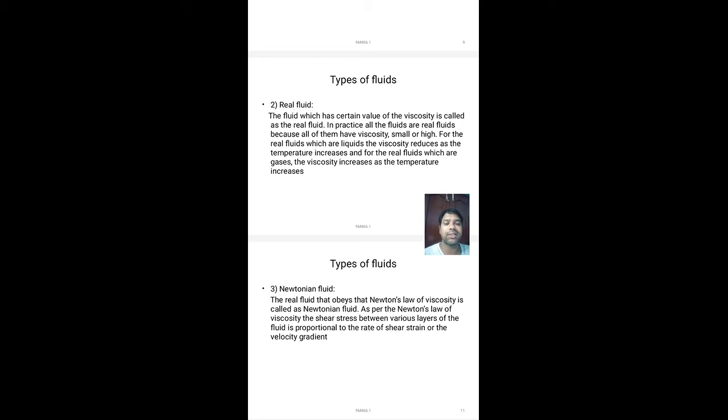Whereas if we consider gases, initially the spacing between the molecules in gases is very large. If you start heating, what will happen? The spacing between the molecules will become closer. That means the viscosity of gases increases when the temperature increases, whereas it is vice versa in the case of liquids. As the temperature increases, the viscosity of liquids tends to decrease.